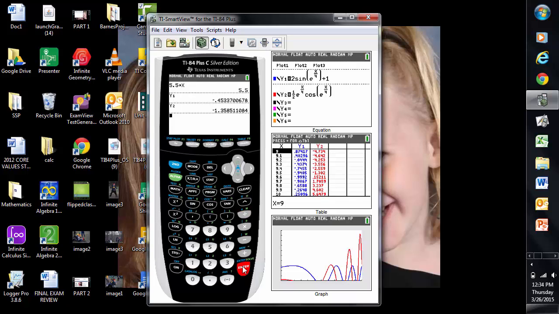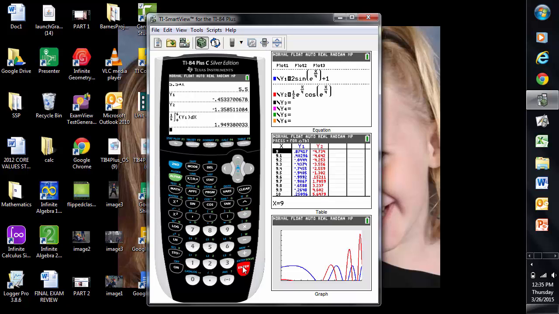Part B, find the average velocity for the time period 0 to 6. So I'm going to do the average value function of the velocity function. So I want to put in a fraction first, 1 over 6 minus 0, which is simply 1/6, times the integral, math 9, from 0 to 6 of the velocity function, which is in y1, and dx. So the average velocity from 0 to 6 is 1.949 meters per second.